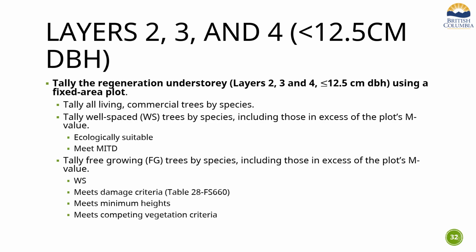After we complete that tally, we're then going to start counting our well-spaced trees by species, including those in excess of the plot's M value. A well-spaced tree is ecologically suitable according to the stocking standards and meets the minimum intertree distance. Finally, we're going to tally the free-growing trees by species. A free-growing tree is well-spaced. It meets the minimum free-growing heights, the crop-to-brush ratio, and the free-growing forest health damage criteria.